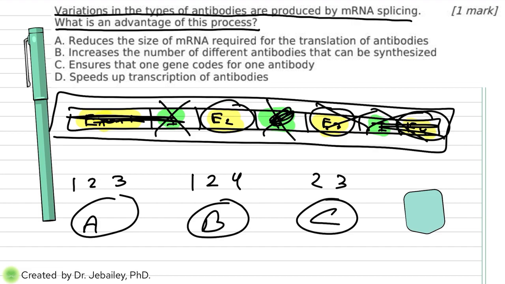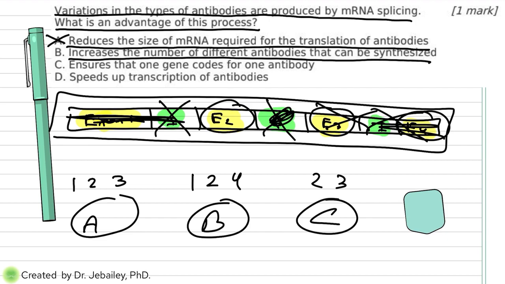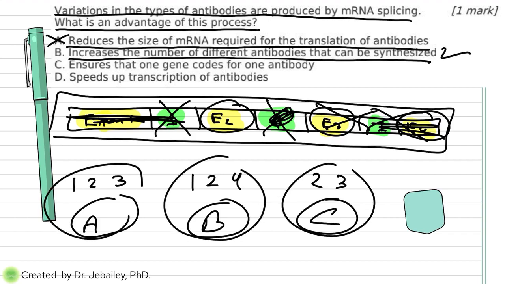Now let's look here. It says reduce the size of mRNA required for the translation of antibodies. No, you don't necessarily reduce. That's not the advantage. It has nothing to do with reducing their size. Increase the number of different antibodies that can be synthesized. That makes more sense. As you see, there's different numbers that you can produce.